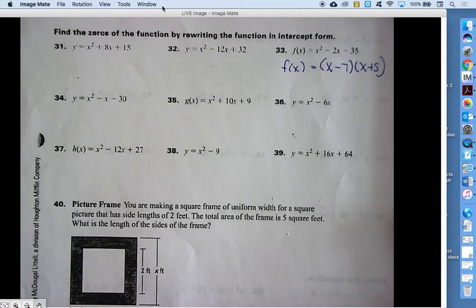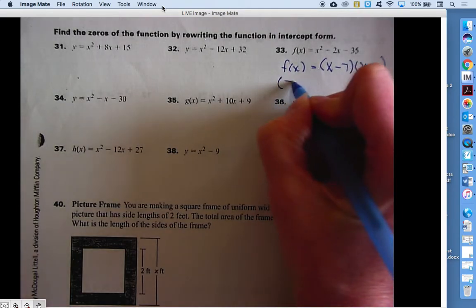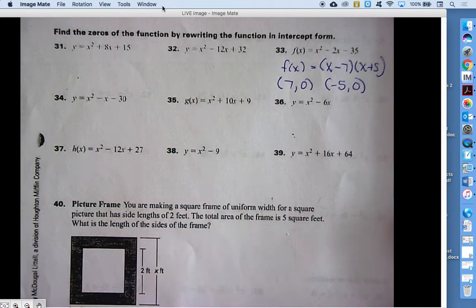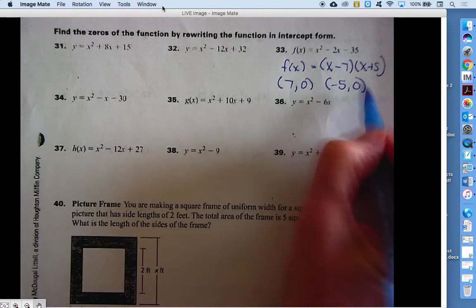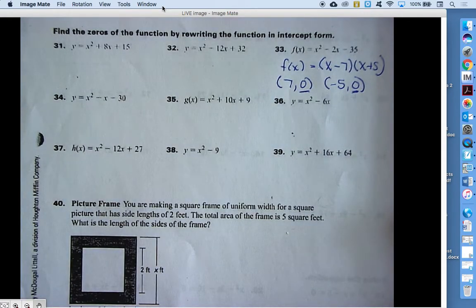So after you have it factored, if you're actually finding the zeros, you're still finding the x values. So my x values would be at 7 and negative 5, but we would want to write them as x-intercepts: (7, 0) and (-5, 0). When it says to find the zeros, that really means your y value should be 0, because you're finding an x-intercept.